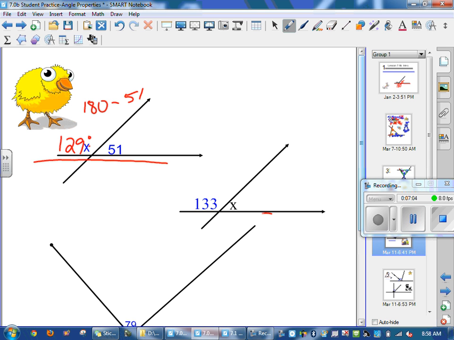There's a straight line, has to add to 180. So I take 180 and subtract that 133. How big do you get? 47 all day long. 47 degrees. The degree symbols are missing, so please put them in.